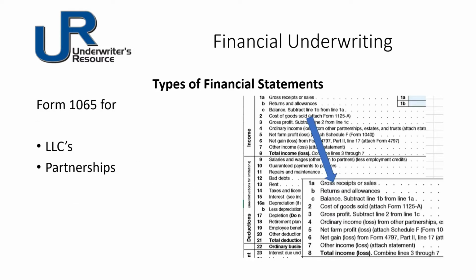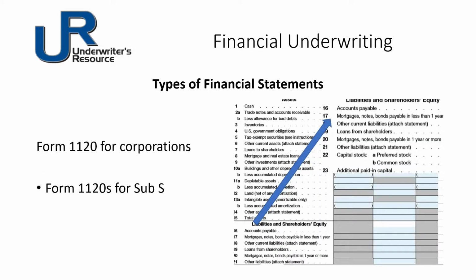A Form 1065 is filed for both LLCs and partnerships. If you look over on the right-hand side, you'll see a portion of that form looks exactly like a financial statement. It's got gross receipts, returns and allowances, cost of goods sold, gross profit, and total income. It is part of, just like a profit and loss statement.